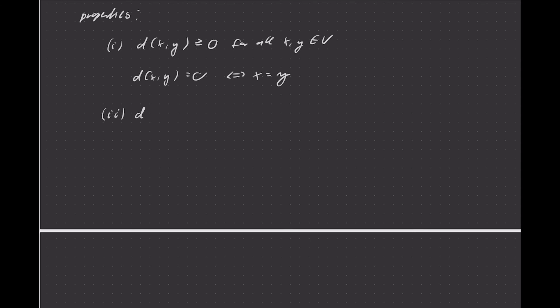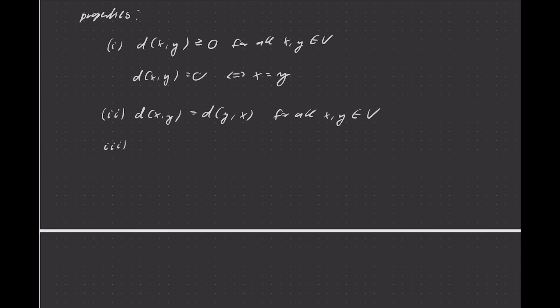The second property is something we didn't need for the norm: the distance should not depend on the order of the points, right? The distance from x to y is the same as the distance from y to x. There shouldn't be an asymmetry here. So we want any distance function to have this symmetry property, d of x y equals d of y x, for all x, y.